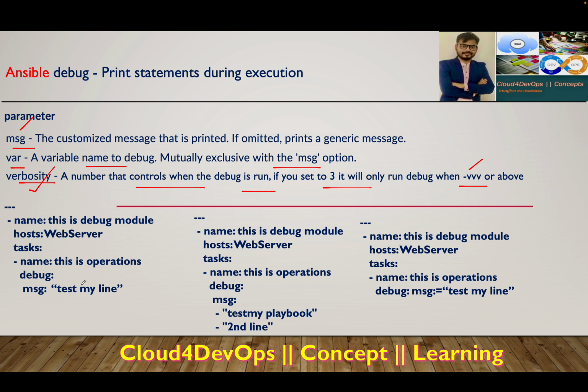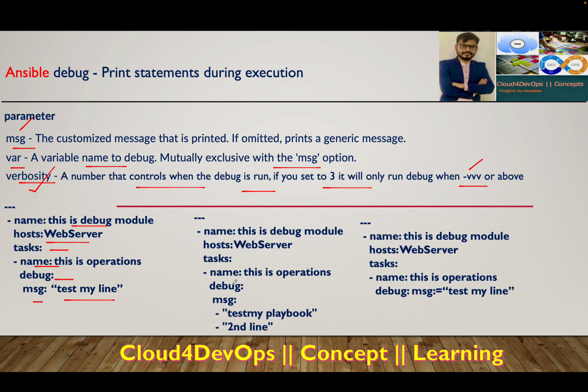While writing a debug module, again, it goes with any number of modules that we use in Ansible. But there are multiple ways to write it inside a playbook. For example, I'm just starting a playbook with a name, this is my debug module, and on which target I need to run this particular task. Within the task, as you know, we perform the actions, and I'm giving a name, this is my operation. Within the debug, I'm calling msg. So msg, then test my line. That's one way of writing it.